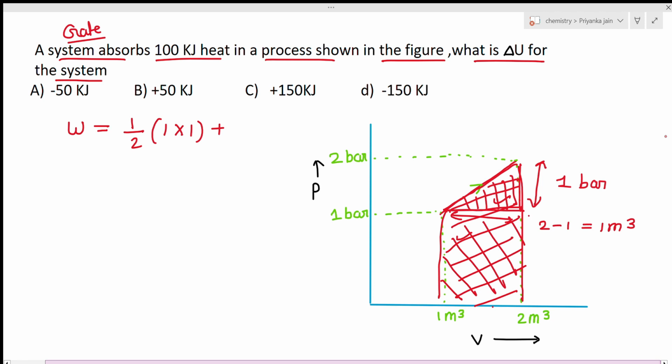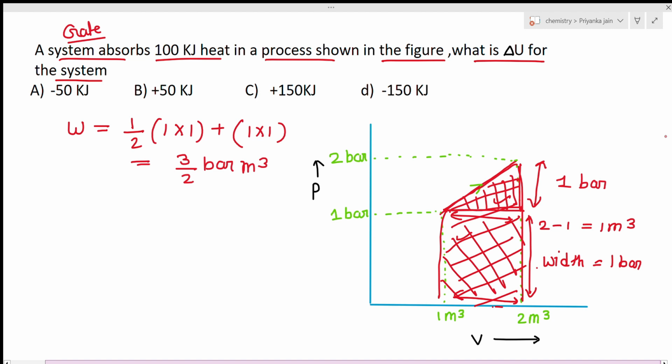Okay, for this area, this is the width and this is the length. So the width will be equal to 1 bar, and this length will be equal to 2 minus 1, which is 1. Okay, so 1 into 1. So you are getting this will be equal to 3 by 2 bar meter cube.